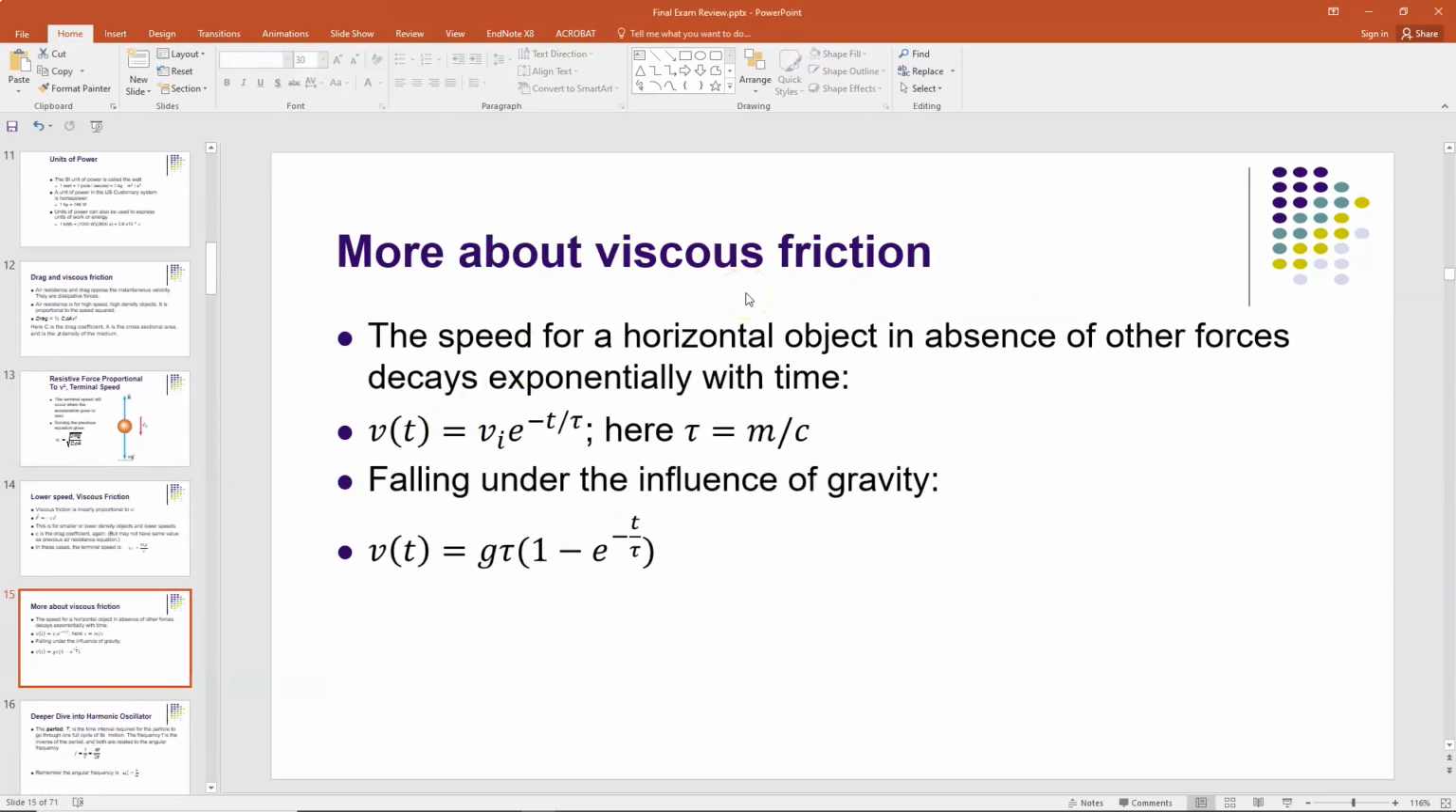The speed for a horizontal object in the absence of other forces will decay exponentially with time due to the drag if it's under viscous friction. And then you just have an exponential decay of the initial velocity v i. It's going to be v of t is equal to v i times e to the minus t over tau. Tau here is the time constant, which is m over c, the mass divided by the drag coefficient. If it's falling under the influence of gravity, the velocity will look like this, g tau times 1 minus e to the minus t over tau. And remember, we derived those equations in class.